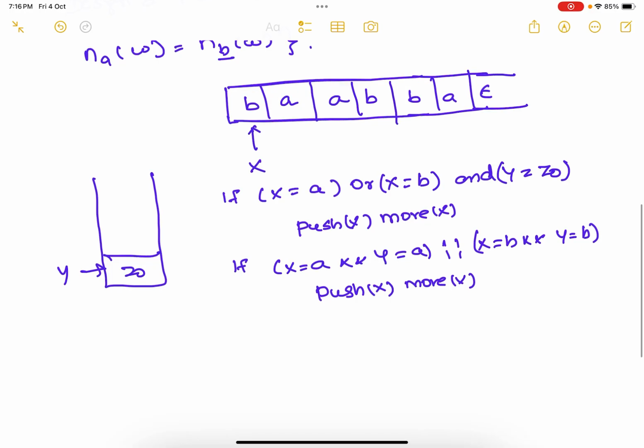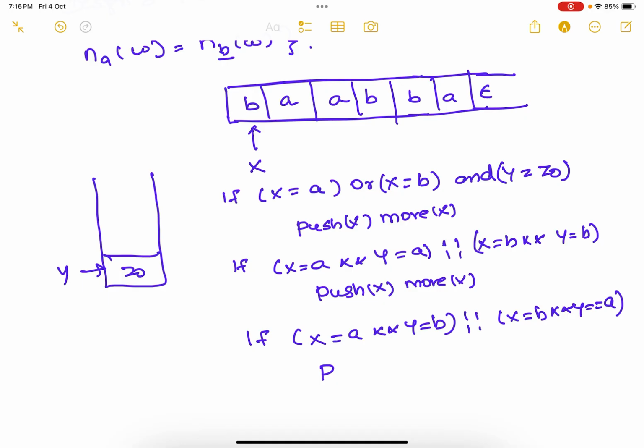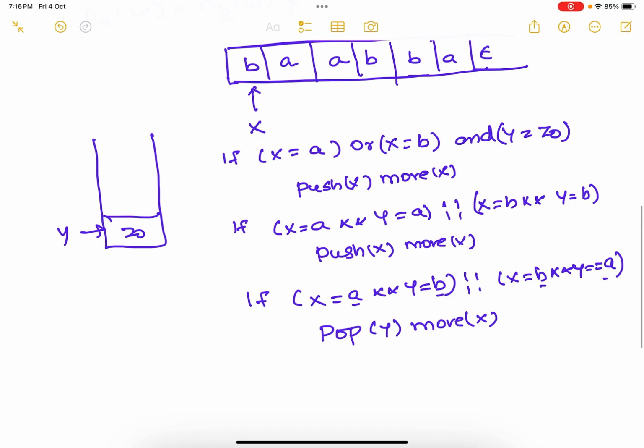Now when you have a difference in symbols, that is, if X is pointing to A and the top of the stack is holding a B value, or if X is pointing to B and the top of the stack is holding an A value, in that case you can have a count for A to B or B to A. So we will pop off Y and we will move X. If you continue in this manner, then we will arrive at a case in which X will be pointing to epsilon and Y will be Z0. This is the condition for acceptance. In that case you can accept the string.